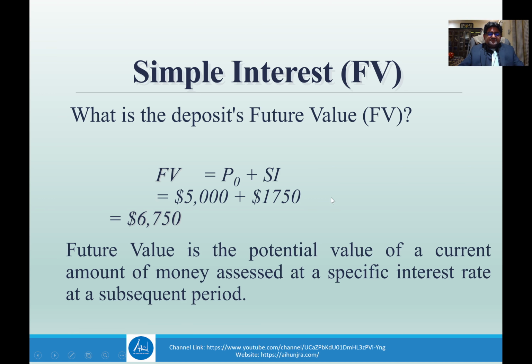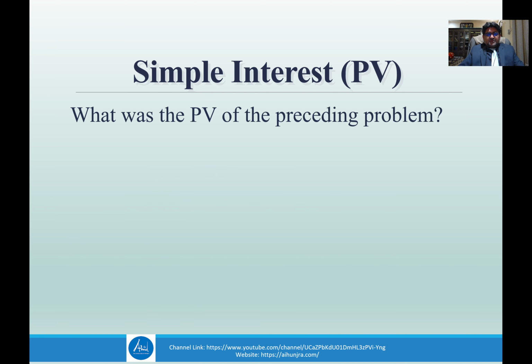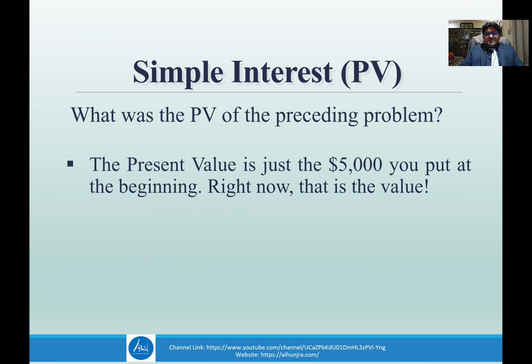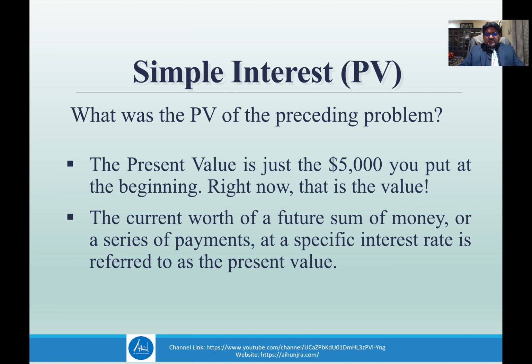So while using the simple interest rate, how can we calculate it? Principal amount plus simple interest amount. What is the present value of the preceding problem? The present value is just the 5,000 you put in at the beginning, right now. The current worth of a future sum of money or a series of payments at a specific interest rate is referred to as the present value.